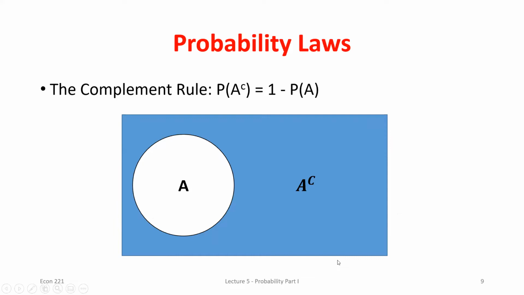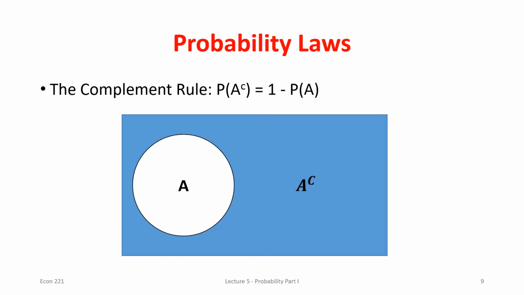For instance, think about it this way. If I tell you the probability that someone has blue eyes is, I don't know, 0.1, the probability that they don't have blue eyes is 0.9, right? The remaining, right? If you're talking about it, do I have blue eyes or do I not? Those are the only two possible outcomes.